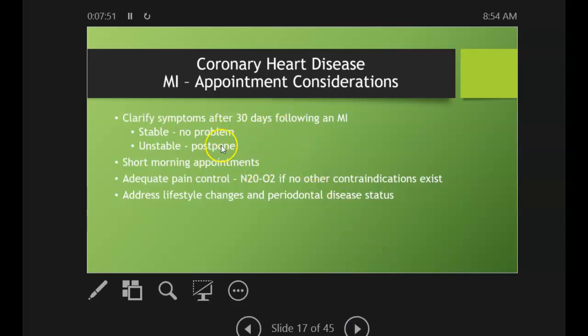Other considerations: clarifying the symptoms after 30 days, if they're stable or unstable. We want short, typically morning appointments, as they are more comfortable for patients. We want to reduce the stress of the appointment and make sure the patient has adequate pain control. We can always use nitrous on them if there are no other contraindications. And then we really want to talk to them about their lifestyle.